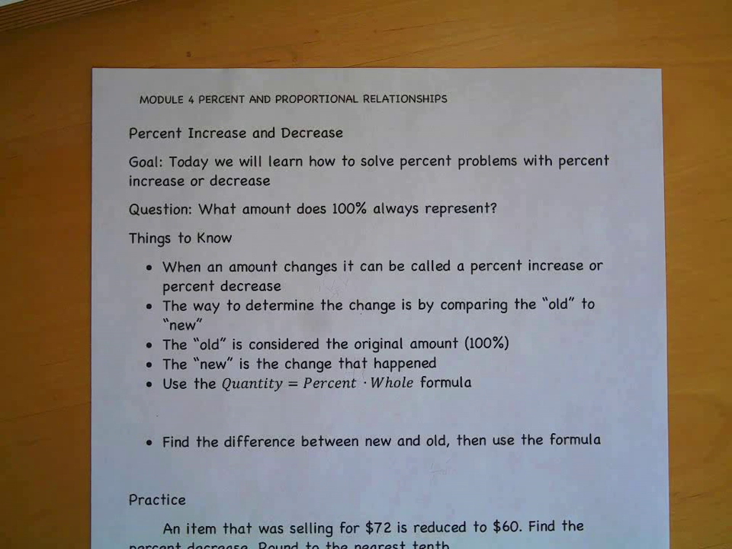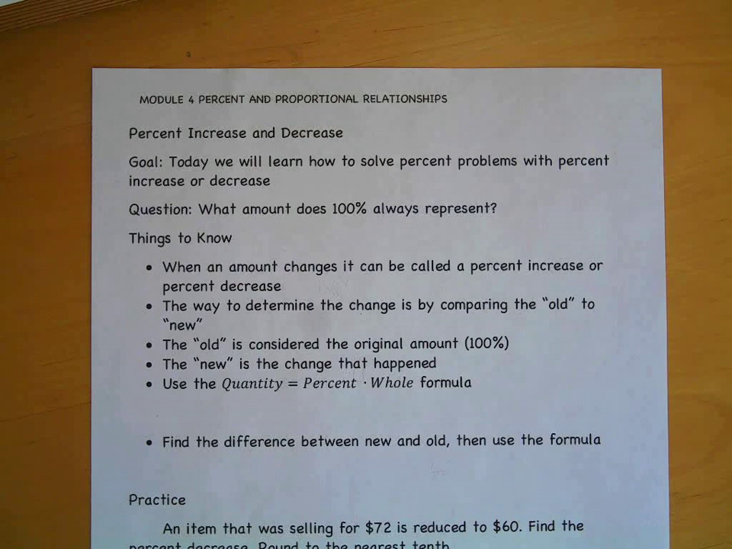The way to determine the change is by comparing the old amount to the new amount. The old is considered the original amount, 100%. The new is the change that happened, so the new percent is the change that happened. Basically, you use the quantity equals percent times whole formula, and you find the difference between the old and the new, and then you use that formula.